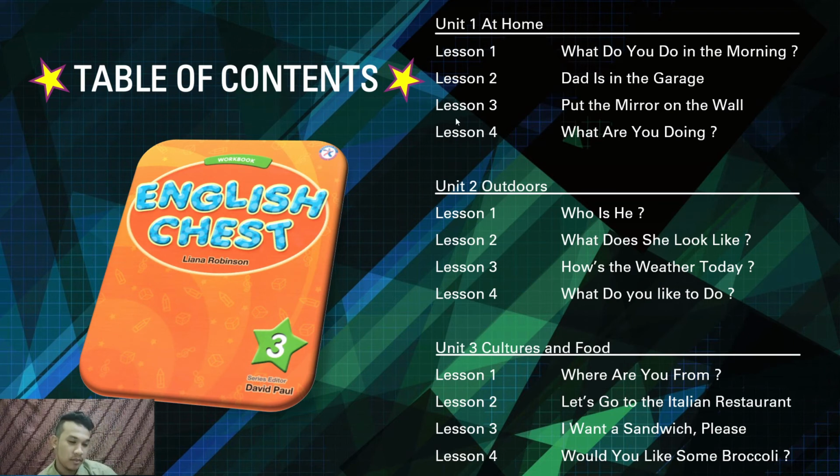Okay, let's move to unit 3, cultures and food. Lesson 1: Where are you from? In this chapter 3 lesson 1, students will tell where they are from and identify some countries. This brings students to understand information questions with where. What is the difference?